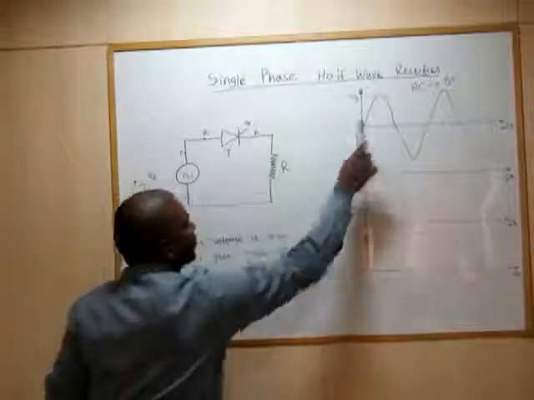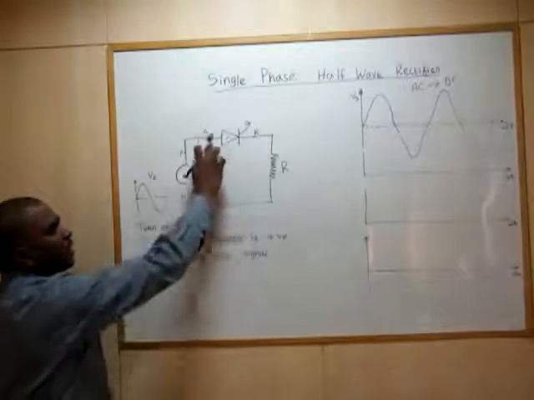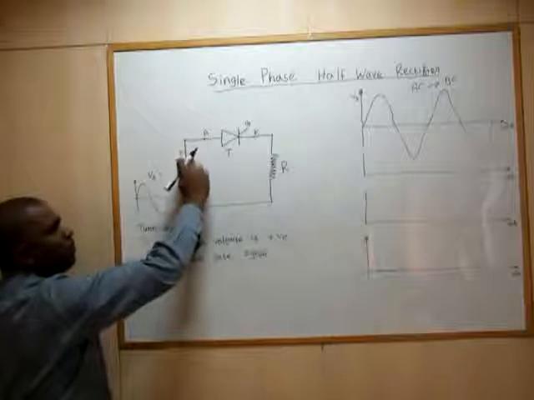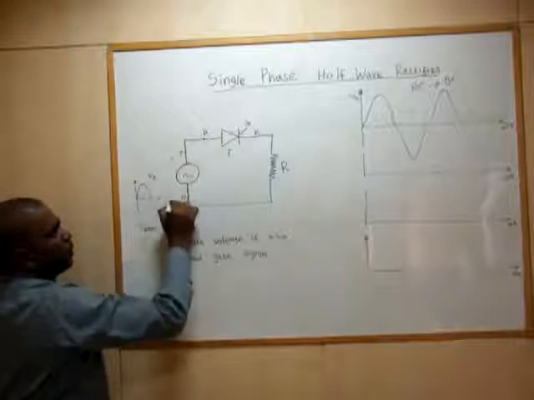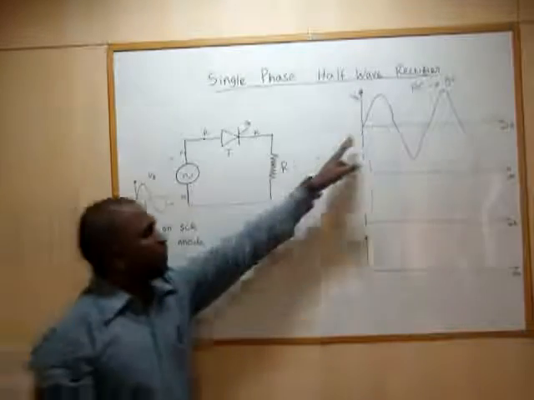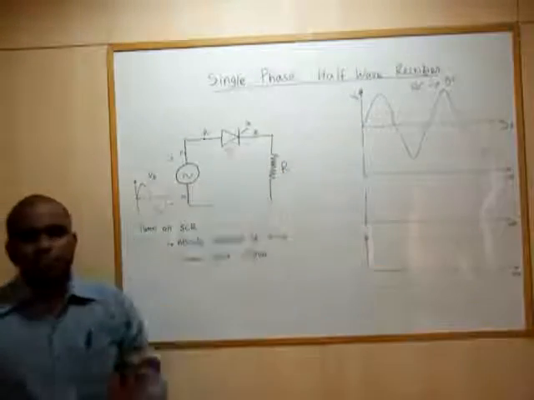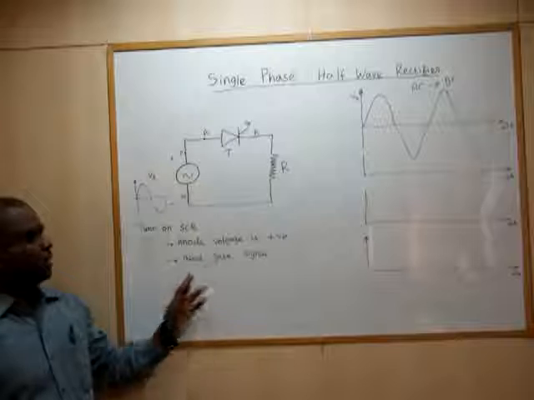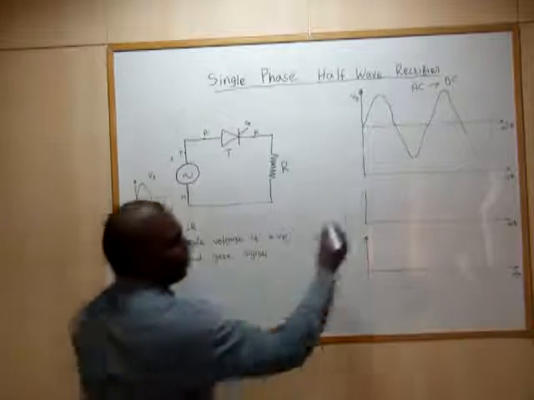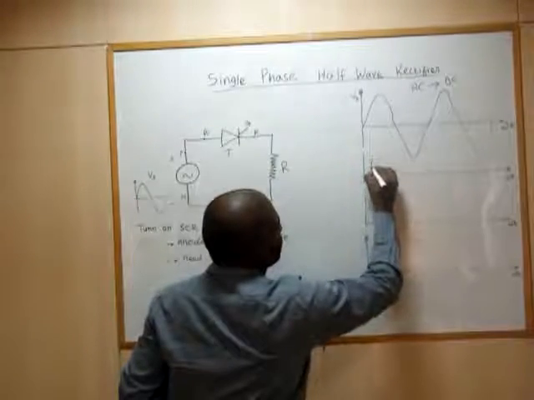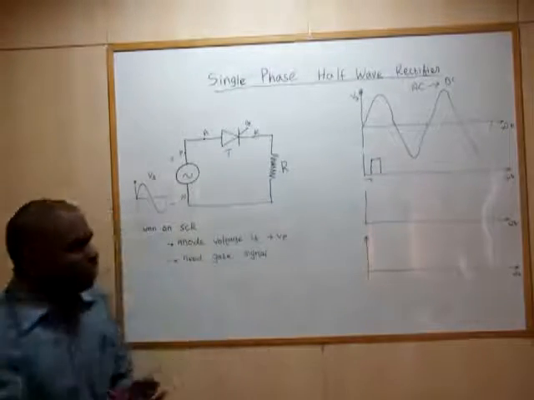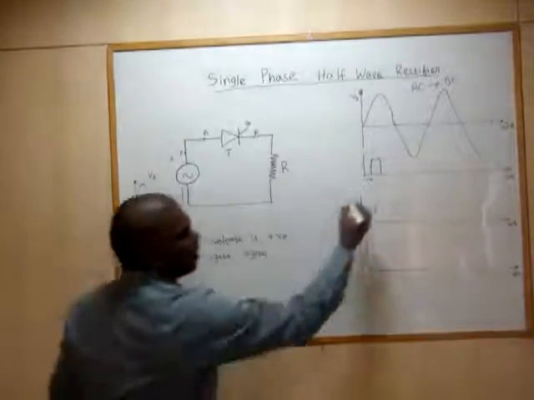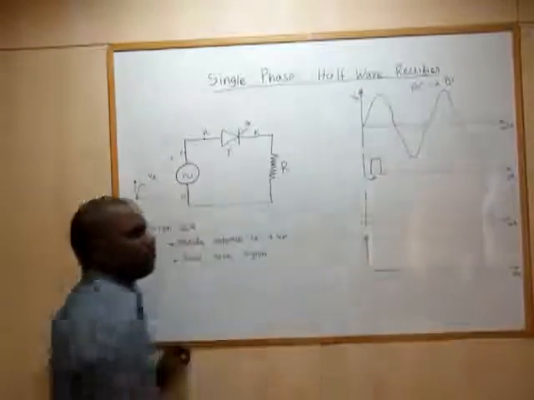During the positive cycle, the SCR is connected to the phase terminal, and the phase is positive with respect to neutral. So during the positive cycle, the SCR will be forward biased, but it needs a gate signal. The gate signal is applied after some delay angle. That angle is called the firing angle, and that instant is called alpha.